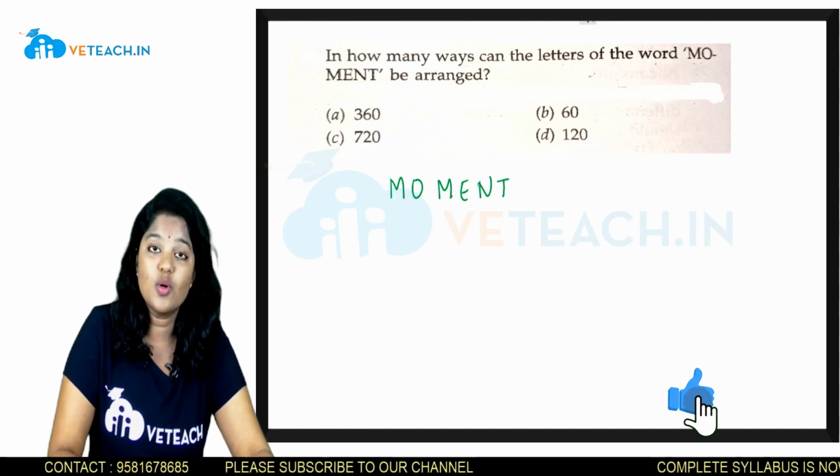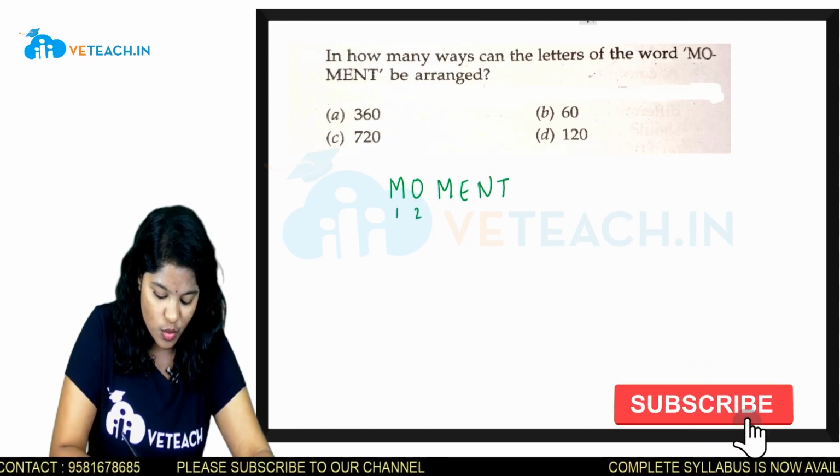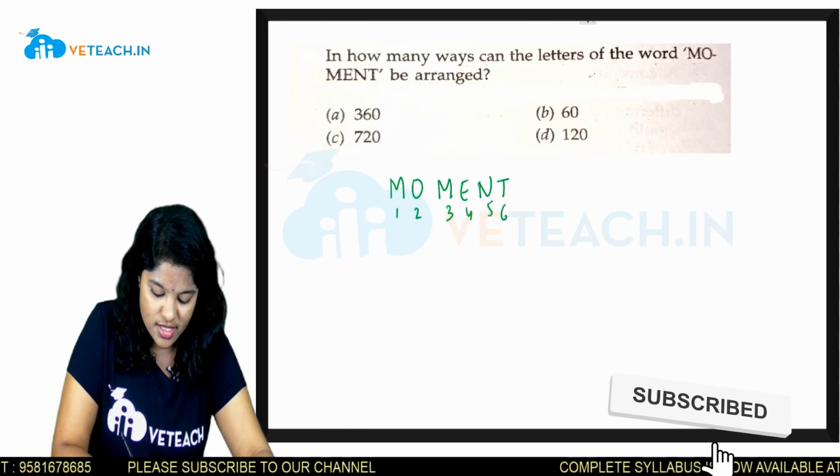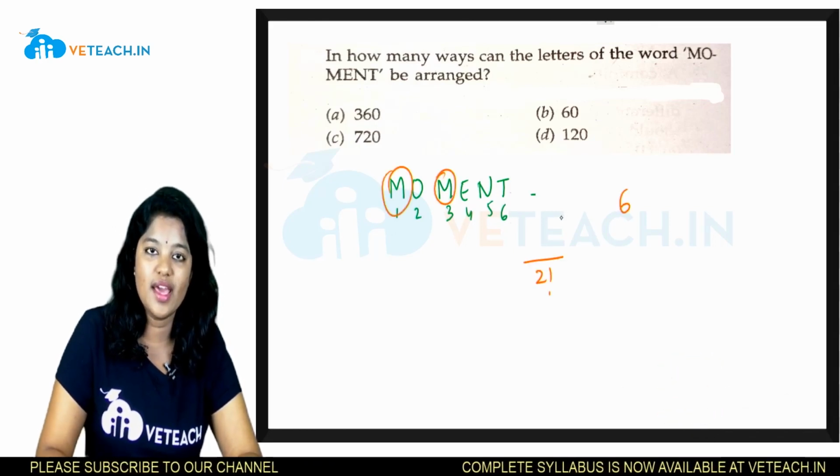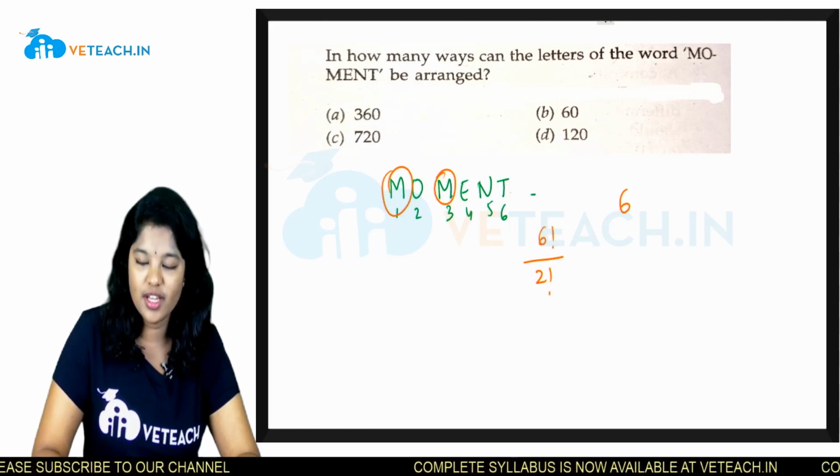M-O-M-E-N-T. So total how many letters are there? 1, 2, 3, 4, 5, 6. So total we are having 6 letters. These 6 letters can be arranged in 6 factorial ways.